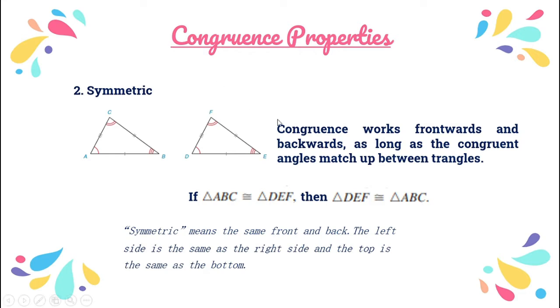The second is symmetric. What is symmetric? Congruence works frontwards and backwards as long as the congruent angles match up between three angles. If triangle ABC congruent with triangle DEF, then triangle DEF congruent with triangle ABC. Symmetric means the same front and back. The left side is the same as the right side, and the top is the same as the bottom.